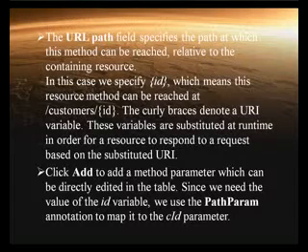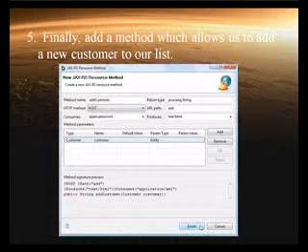Since we need the value of the ID variable, we use the PathParam annotation to map it to the cid parameter. Finally, add a method which also allows us to add a new customer to our list.